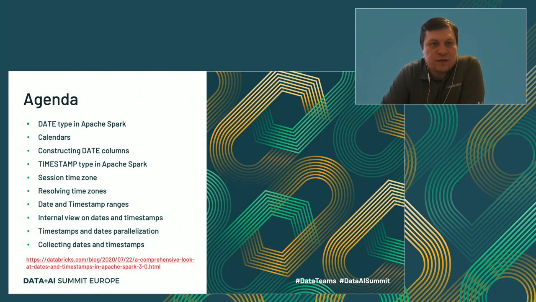Our agenda today is to cover mostly two types, date type and timestamp type, and the changes we made in Apache Spark version 3. We will talk about calendars, how to construct date columns, what a session time zone is, and how it impacts the date and timestamp values. Also, we will speak about some special ranges for these types, and internal views on date and timestamp columns, how Spark and Catalyst see these values internally. And also we will see how to collect and parallelize dates and timestamps from the application.